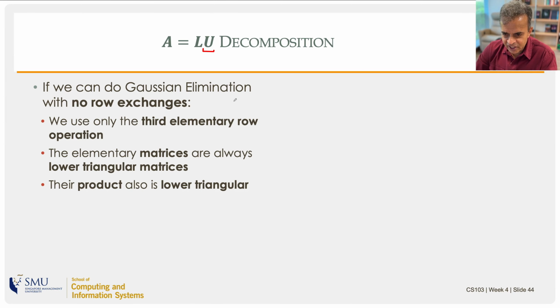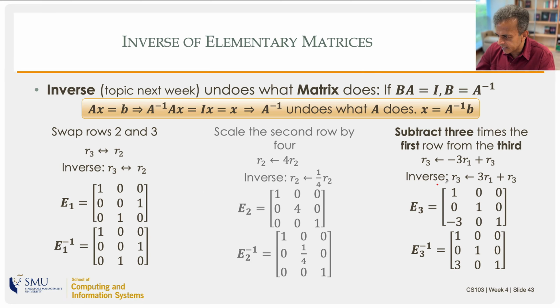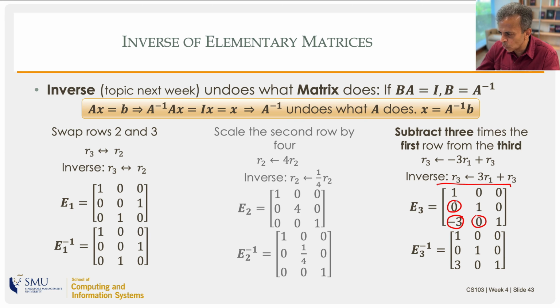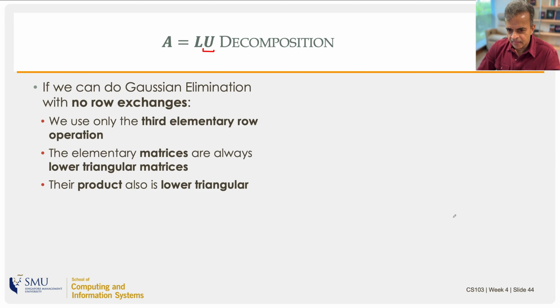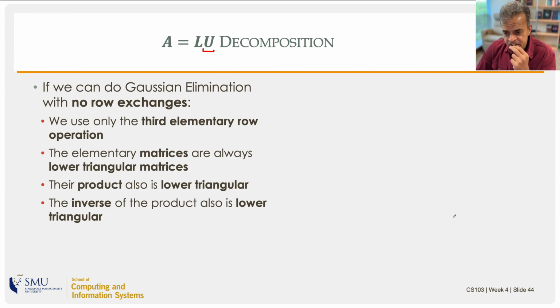So you saw that the elementary matrices were all lower triangular matrices, like here. If you're subtracting the first row over the second row from the third row, the elements populated will be here. So there will always be a lower triangular matrix. Then the product of a bunch of lower triangular matrices also is a lower triangular matrix. This is an exercise, I believe, that we will ask you to prove in class. And the inverse of the product also is a lower triangular matrix.